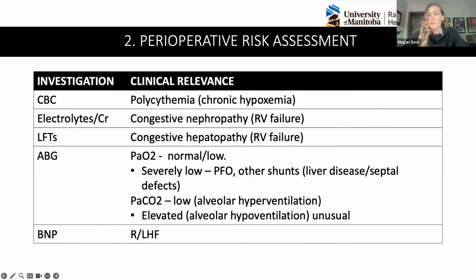In terms of investigations, basic lab investigations should include a CBC to assess for polycythemia as a surrogate for chronic hypoxemia, in addition to our normal perioperative hemoglobin evaluation. Creatinine and liver function tests to assess for congestive nephropathy or hepatopathy as a sequela of RV failure. An ABG should be done to assess the PaO2, which is usually low normal, but may be severely low and indicative of intracardiac or extracardiac shunts, as well as a PaCO2 to look for chronic CO2 retention. A BMP would also be useful to assess for right or left heart failure.